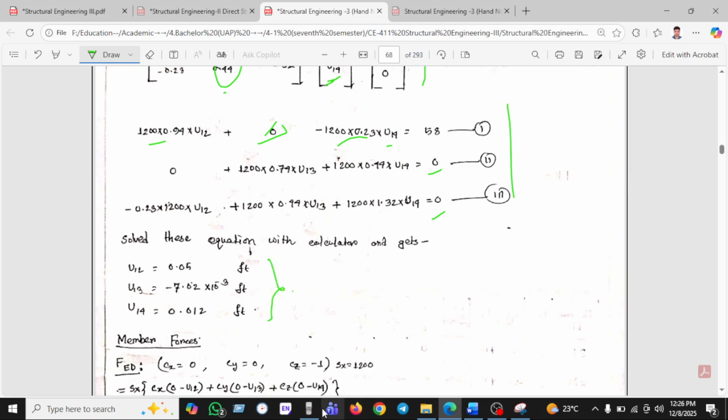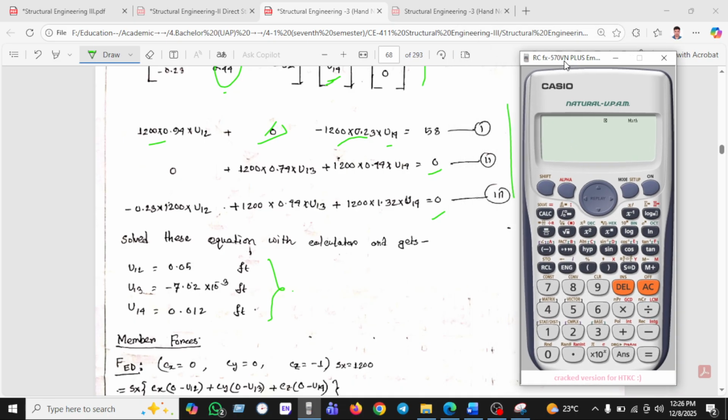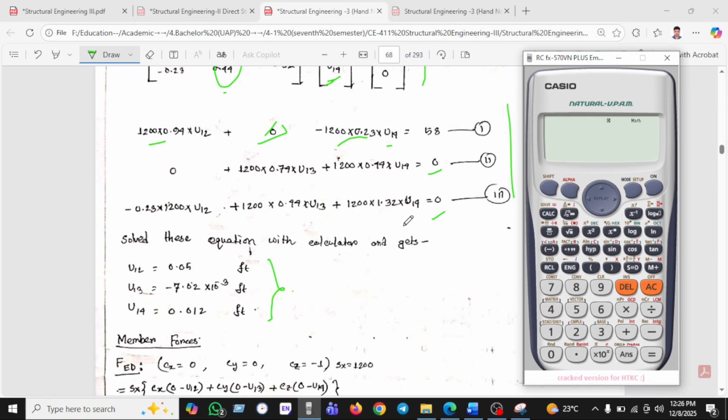I am skipping the calculation here. If we show this value here, it will take lots of time. If you need it, just search in Google how to solve these three equations using this calculator, and you will find the solution.